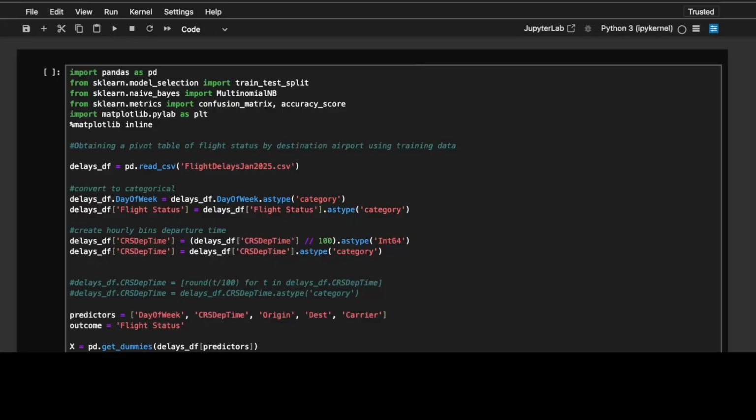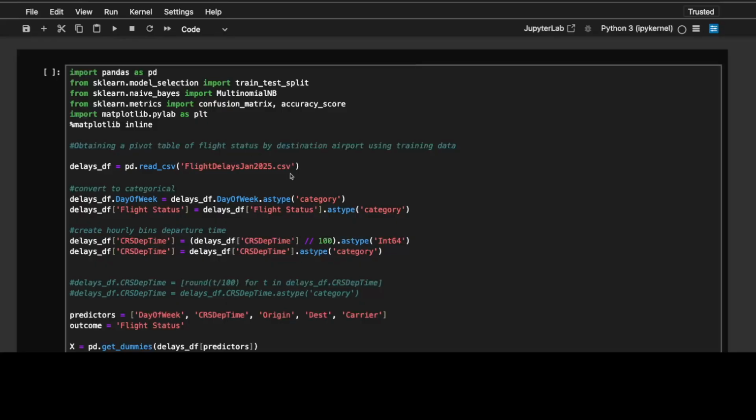In this presentation, we'll apply Naïve Bayes to predict flight delays. Given information about a flight's day of week, departure time, origin, destination, and carrier, can we predict whether it will be delayed or on time? We'll explore probability tables, implement the multinomial NB classifier, evaluate performance with confusion matrices, and visualize results with a gains chart.